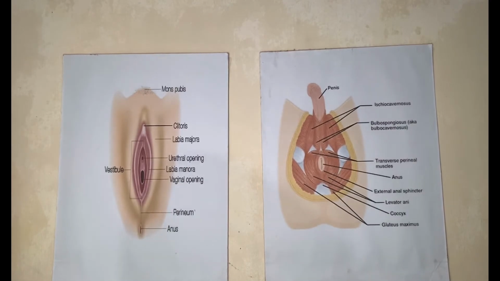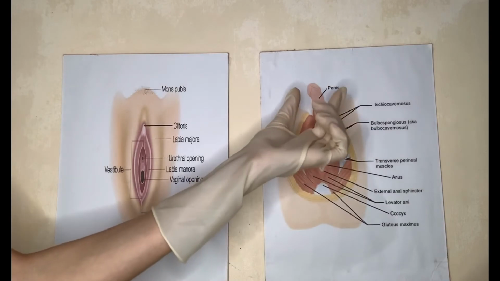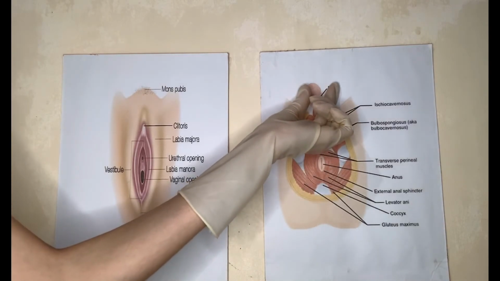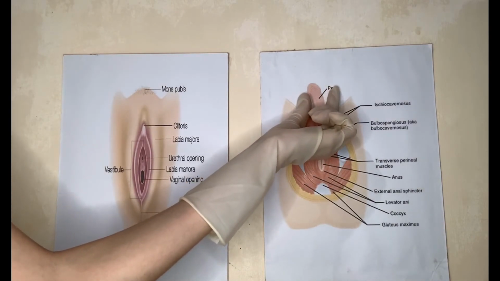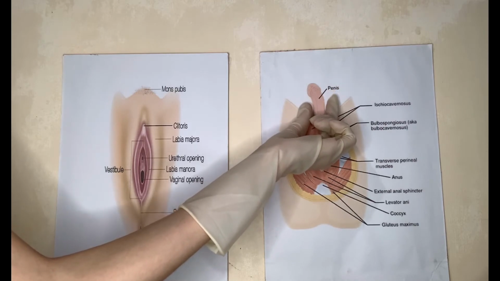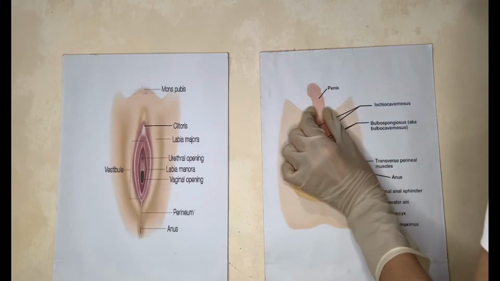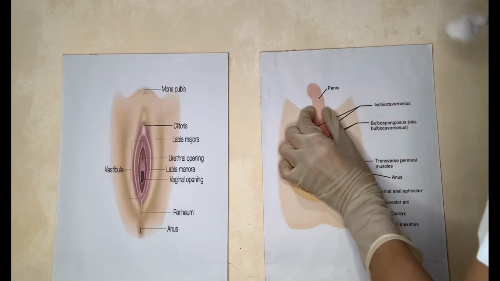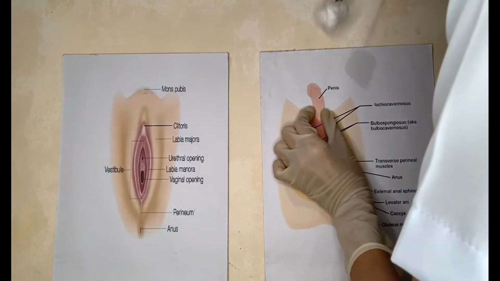For male clients, use your non-dominant hand to grasp the penis just below the glans. If necessary, you may retract the foreskin. Hold the penis firmly upright with slight tension. So lift the penis in this manner to help straighten the urethra.